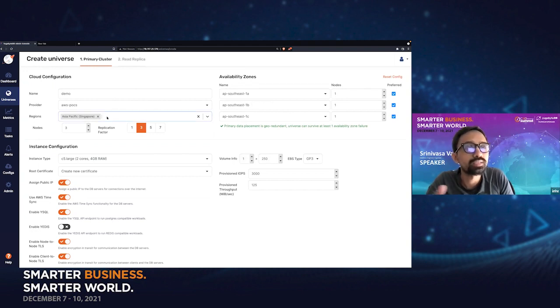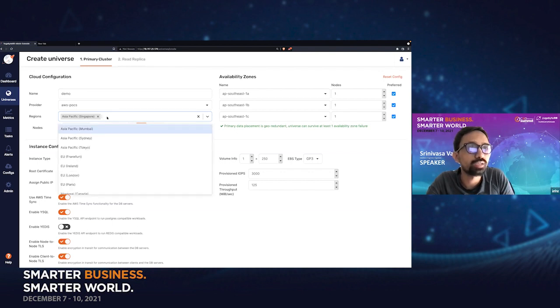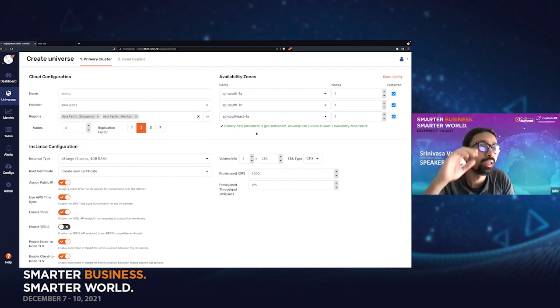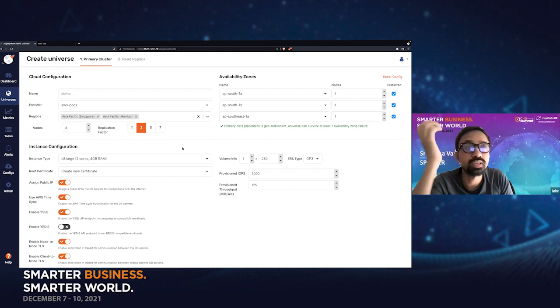right? And let's say that if I want to create a multi-region cluster, then you can select multiple regions, Singapore and Bombay. Appropriately, you'll see availability zones from those 2 regions, right? So this is a single cluster deployed across 2 regions so that it can survive region-level failure.